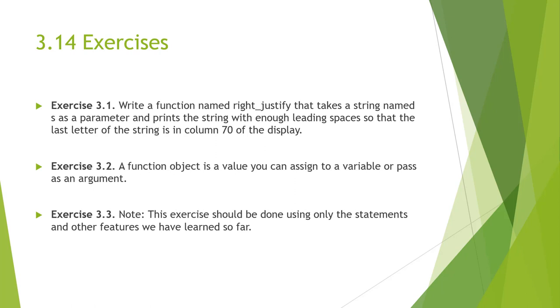We have three exercises in this chapter. The first is writing a function named rightJustified. Exercise two: a function object is a value you can assign to variables or pass as an argument. So we're going to be dealing with functions. And exercise three should be done using only the statements and other features we've learned in this chapter so far. They're going to provide examples of what to do. These are actually going to be really challenging exercises. I'm going to do separate videos for all three of them.